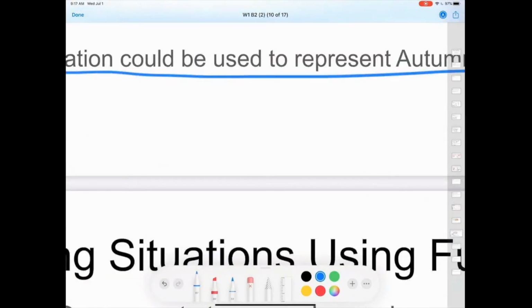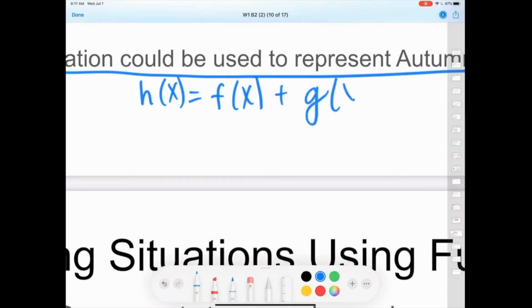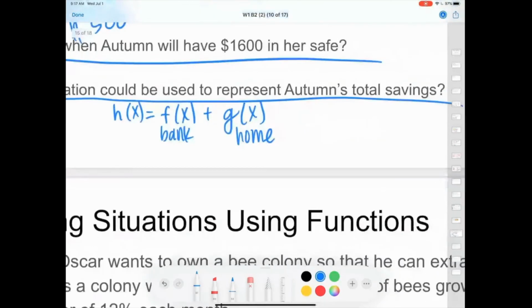So let's call her new function h of x, just because. Okay, so it's going to be her f of x plus g of x. Okay, and I'm going to label this. F of x is whatever's in the bank, and then g of x is whatever is at home. And you can add them together. Okay, so let me show you how to do that.